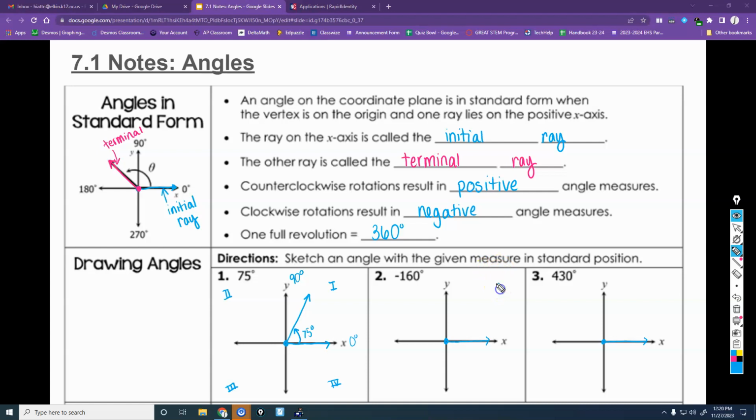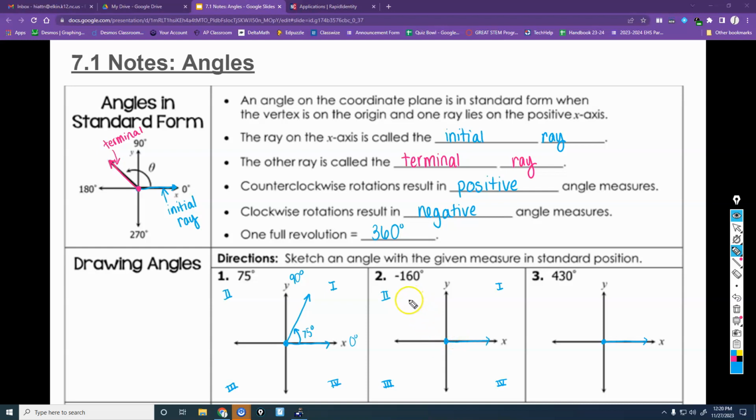Now, same question for the second one. Which quadrant, just think about it for a second. Don't tell me yet. Which quadrant is negative 160 going to be in? Okay, let's take a vote. How many of you think negative 160 is going to be in the first quadrant? Good. What about second quadrant? Third quadrant? Some tentative hands raised. Fourth quadrant? Okay.